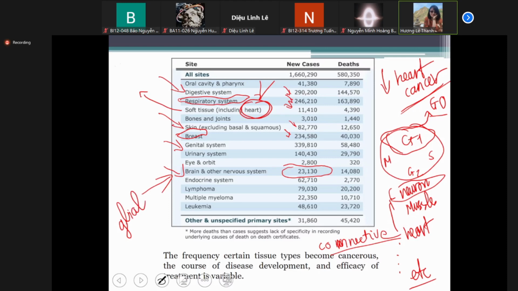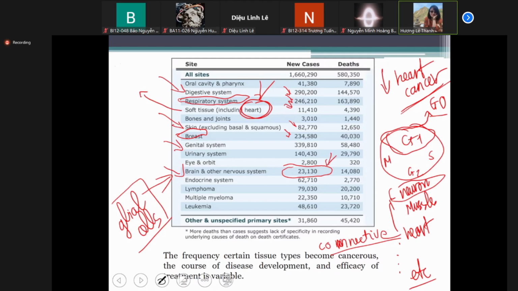Glial cell. They come from the glial cells. It's not about the neuron cells. So they come from glial cells or other non-neuron cells. So that's why we still have brain cancer and other nervous system cancers, but it's not really a high rate, right?